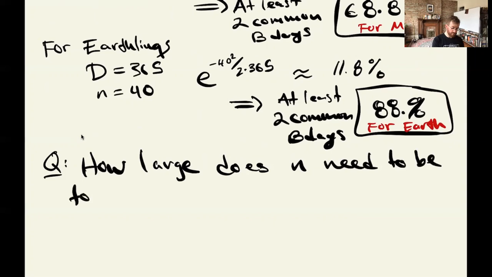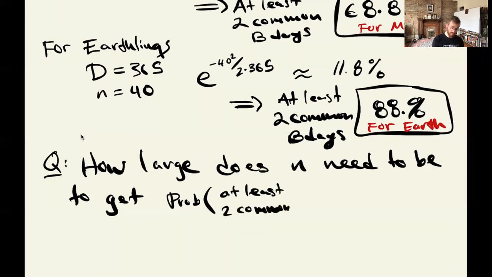To get the probability of at least 2 common birthdays to be greater than 50%. I mean, here we already beat it with 40. So now we want to go lower.